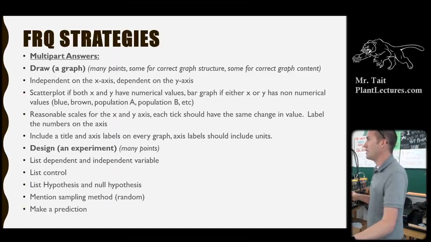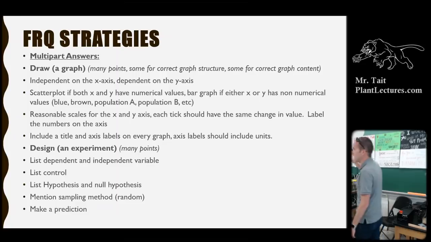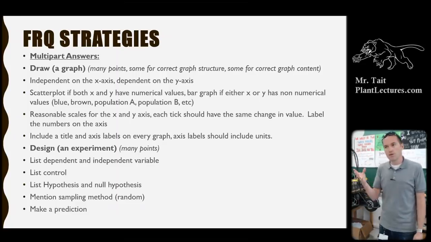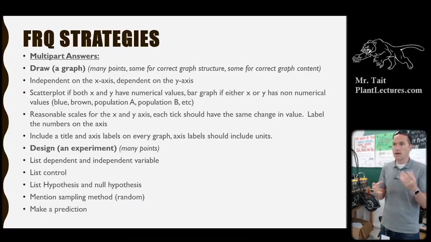For design an experiment, these are the things you should do. Label the independent and dependent variable, say what they are. You should say what your control group is. Say, my control group is going to do this, and that's going to allow me to test for my null hypothesis or something like that. List what your hypothesis is and your null hypothesis.